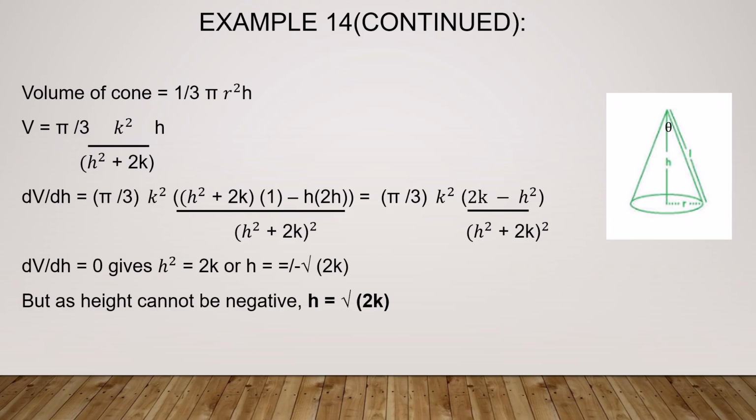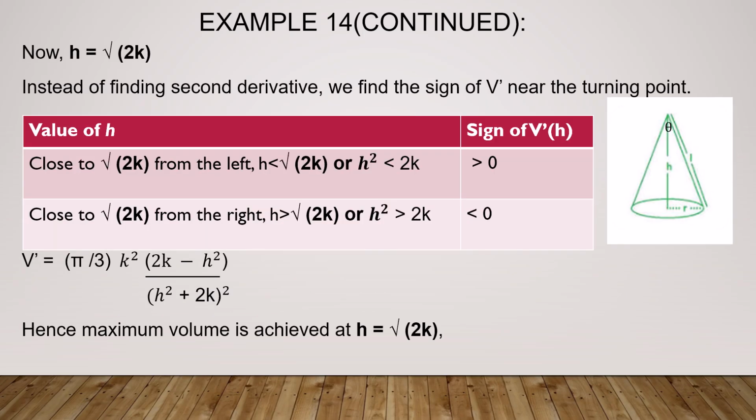Equate it to 0. When you equate this term to 0, the denominator will go, so you will only be left with 2k minus h square is equal to 0, or h square is equal to 2k, which gives h is equal to plus or minus root of 2k. But we know height cannot be negative, so h is equal to root of 2k. This is the turning point which we have found. Next step.